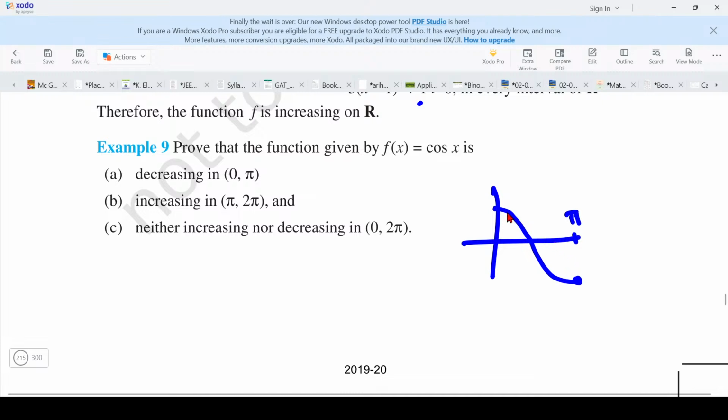Between pi and 2 pi, sin x is negative, and minus of sin x is positive, and that's why the function is again increasing. Understood? And it is neither increasing nor decreasing over 0 to 2 pi as a whole, because sometimes it is decreasing, another time it is increasing.